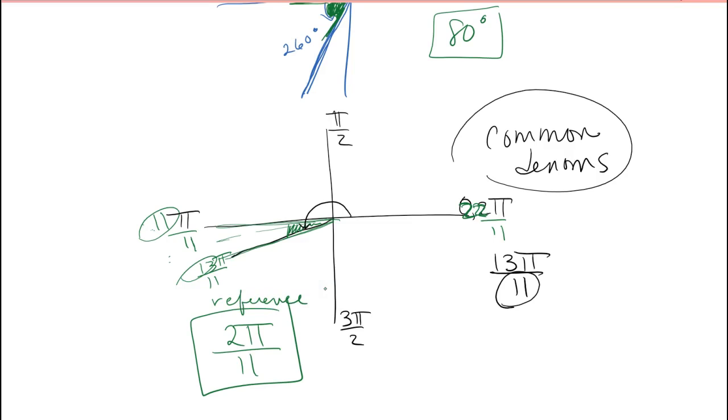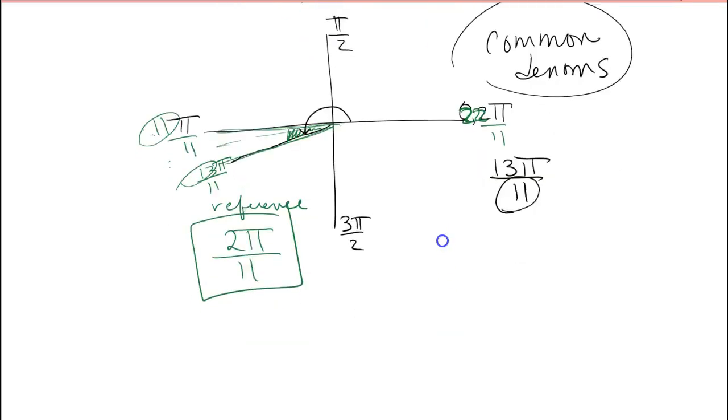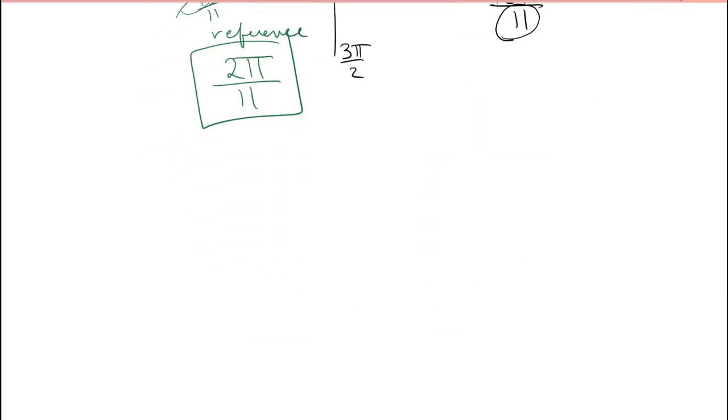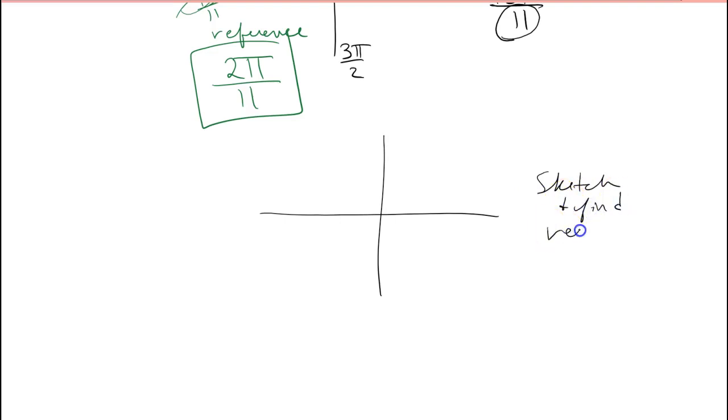Okay? And the reason this is so powerful, let's try one more and then we'll do the reason why. So how about this one? How about, let's do sketch and find a reference angle. Terrible handwriting alert. Okay, sketch and find a reference angle for, let's do like, how about 3 pi over 8? Okay, 3 pi over 8.